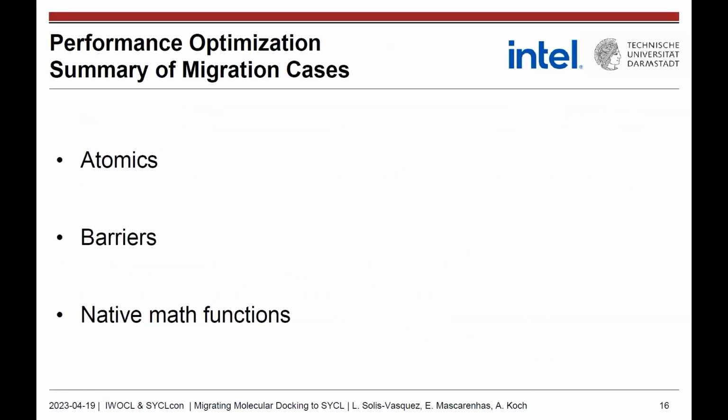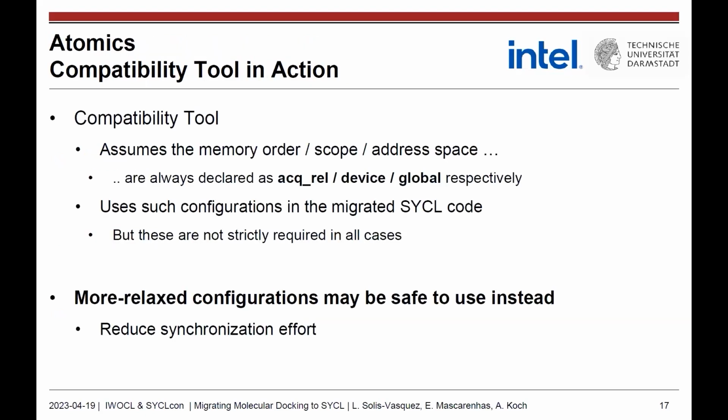Okay, so far I have discussed the cases that we needed to address in order to achieve functional correctness in our migration. However, there are other cases that were migrated by the compatibility tool and the program was running, but we needed to manually tune them in order to increase performance. The first case was that of atomics. The compatibility tool made an assumption here in terms of the memory order, the memory scope, and the memory address space. Respectively, it assumed that the order was acquire-release, the scope was device, and the address space was global.